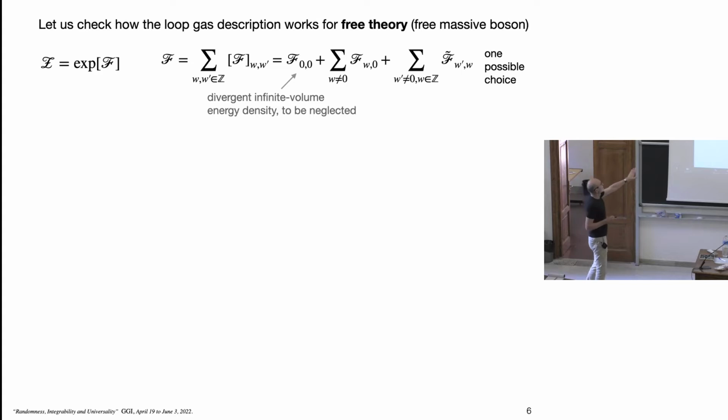So I take the partition function of the free massive boson, and since the loops in the free theory don't interact, the free energy is just the sum over one single loop. And it is equal to the sum over all possible winding numbers, positive and negative and zero.